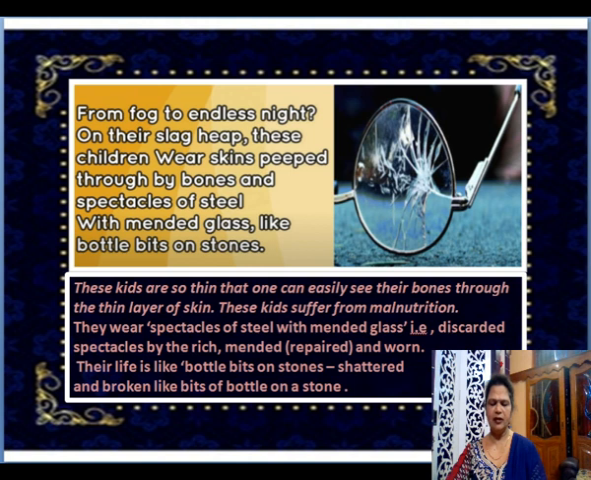Now, the next line. And spectacles of steel with mended glass like bottle bits and stones. They are wearing spectacles of steel because their eyesight is very weak. They have to sit in dark classes and they have to read there. So this gives strain to their eyes and all of their eyes are very weak. They are wearing the spectacles.